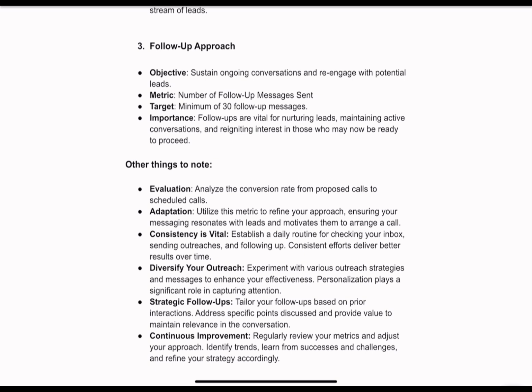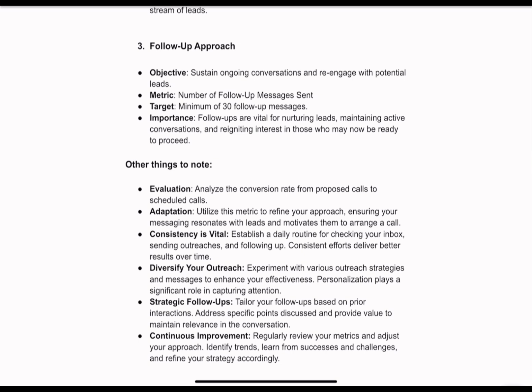And the last thing is about continuous improvement. So as a setter, you want to be the best you can be. So by regularly reviewing your metrics and adjusting your approach, identify trends, learn from successes and challenges, and refine your strategy accordingly. Review your messaging. See what went well, what didn't go so well. Was you building enough rapport? Was you requesting for a call too early?